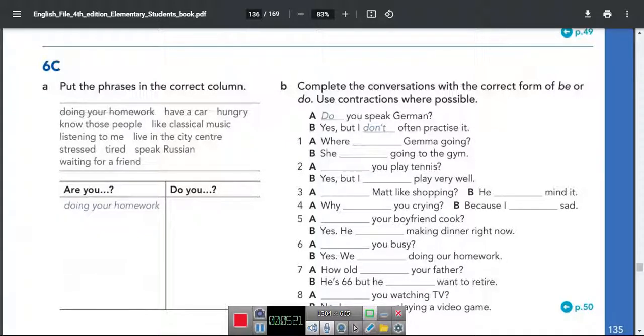There are phrases like have a car, hungry, no, these people like classical music, and etc.